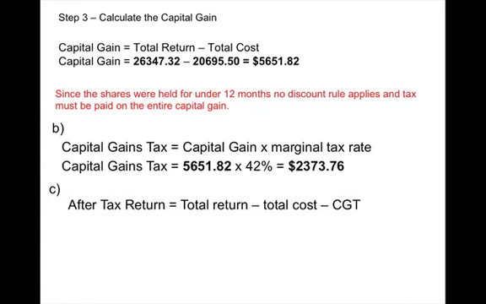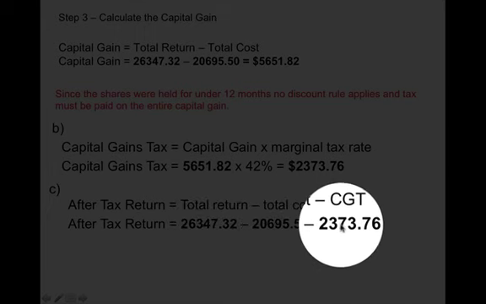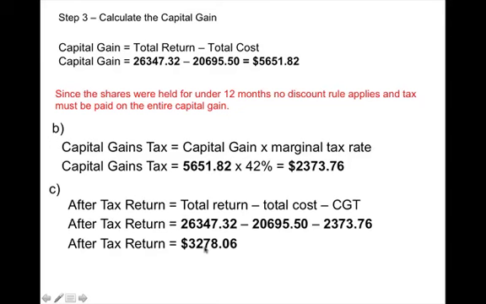Part C is your after-tax return. And that's your total return, which is your profit. Your total return, take away your total cost, take away your capital gains tax. So how much money you sold them for, take away how much money you bought them for, take away the capital gains tax. So 26,000, take away your 20,000, take away your 2,300, and you get $3,278.06. Now you might be going, well, hang on a tick, I've made all this money and I only get $3,000. You still are making $3,000 in 9 months, which is pretty good. So you've got to realise that sometimes it does seem a bit unfair, but it does work out quite well.